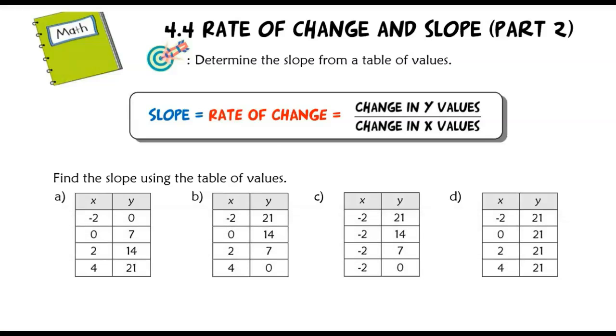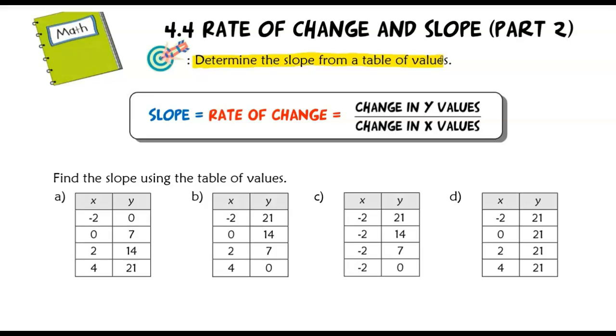All right, this lesson is part 2 of section 4.4 on rate of change and slope. Our objective for today is to determine the slope from a table of values. So it sounds like we're doing something different, but we're actually doing the exact same thing that we were doing before. In the last lesson, we learned what a rate of change is.